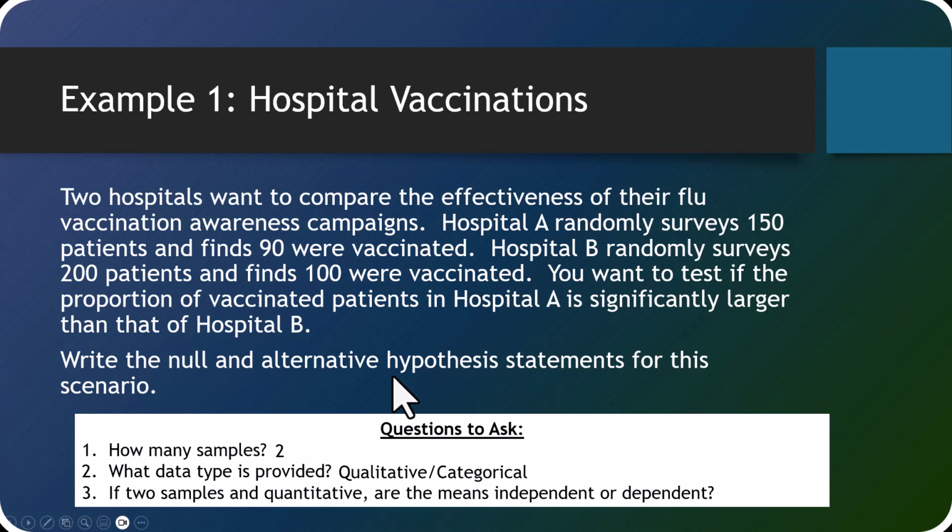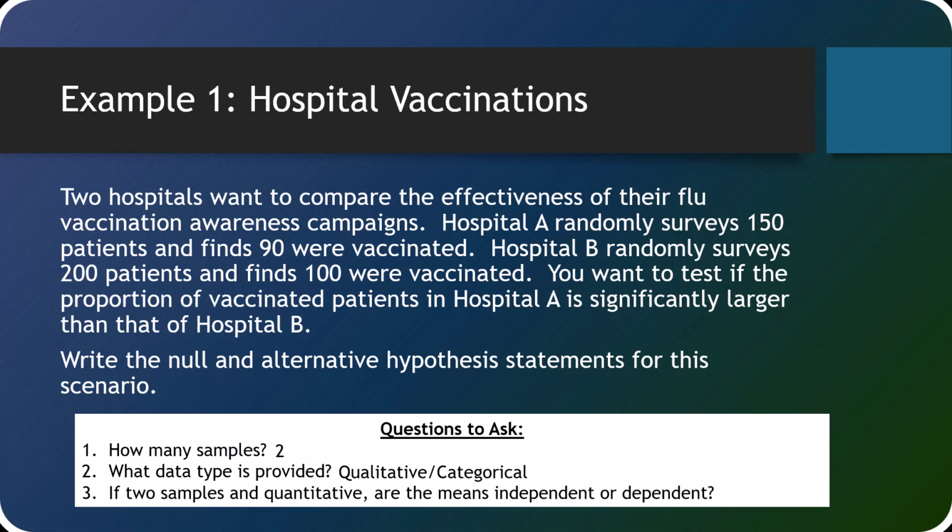Qualitative or categorical data, how did I know that? Is it because I'm psychic? Is it because I wrote this problem myself? Nope. It's because there are some keywords here. One keyword is the word proportion. And then what are we talking about? Are people vaccinated? Well, what's the answer to the question, are you vaccinated? It's yes or no.